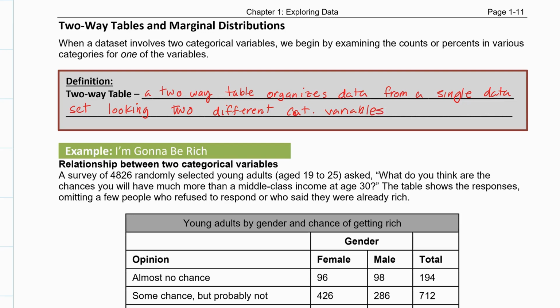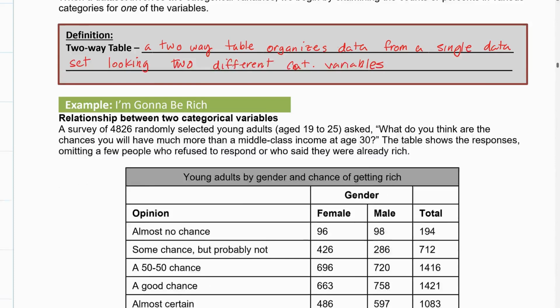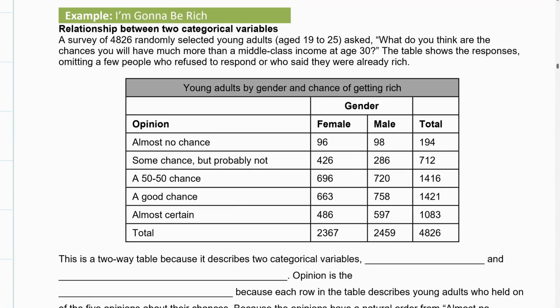Okay? So I want you to imagine that we have such a data set. Well, here's one. Here's a survey of 4,826 randomly selected young adults from 19 to 25. And they were asked the question, what do you think are the chances that you will have a much more than middle class income at the age of 30? The table shows responses omitting people who refused to respond or people who said they're already rich.